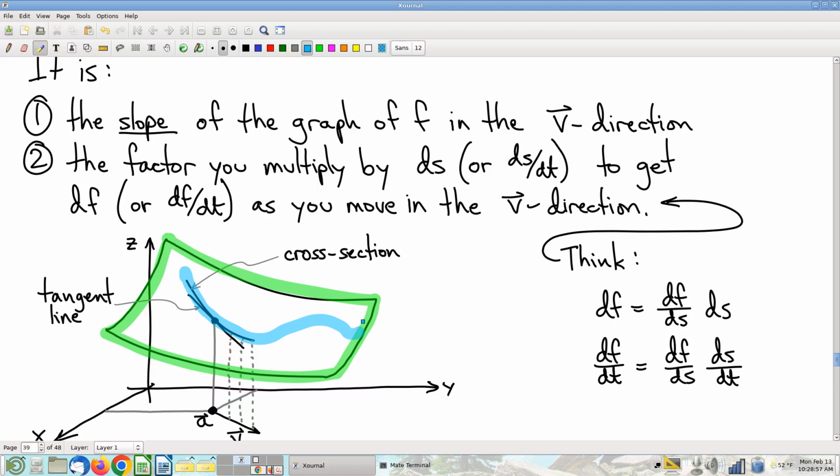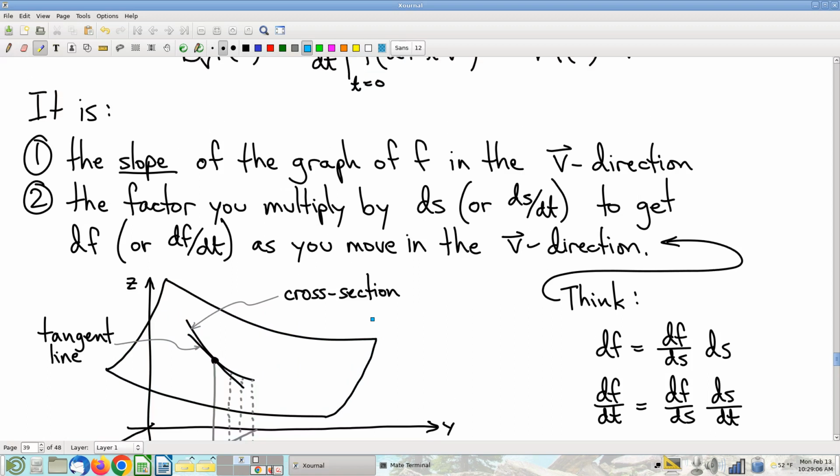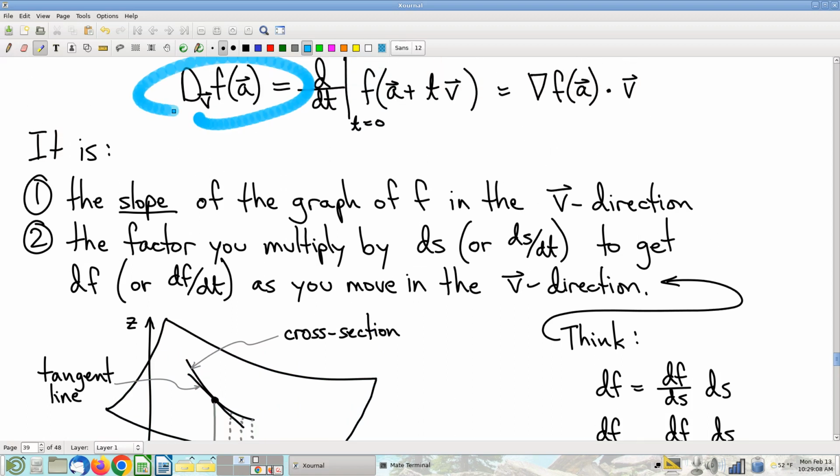how steep is the road? That's rate of change per unit distance. Altitude change per unit distance. And that's what the directional derivative computes in this interpretation. Directional derivative: rate of change of the function with respect to distance.